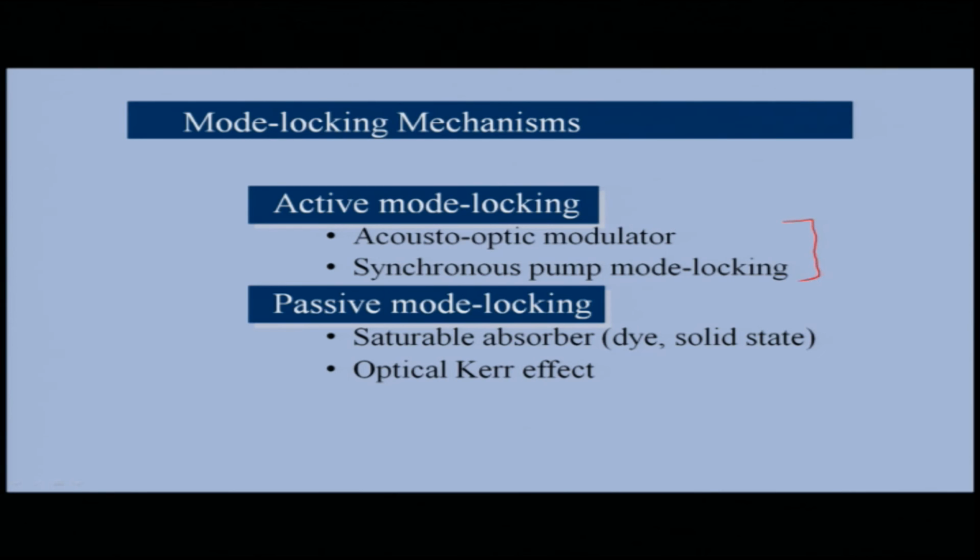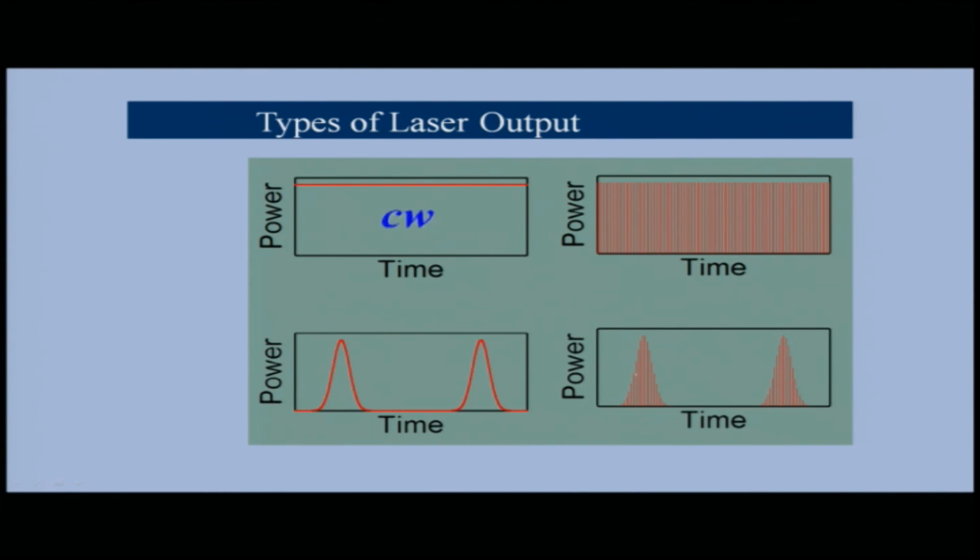The active ones actively modulate the gain in the medium, or it could be something like a pump which is already changing, it is pulsed, that is synchronous pump mode locking. The other one is to use an acousto-optic modulator, which is a loss modulation kind. These are active; the other case is passive mode locking, which uses a saturable absorber like dye, solid state, and the optical Kerr effect that we have mentioned.